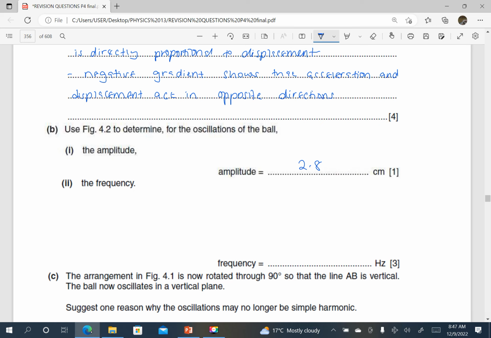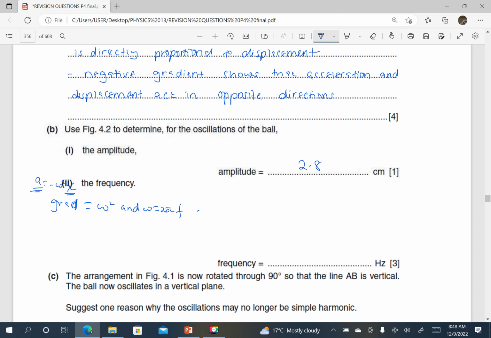Then for the frequency, we can use a simpler method of using the expression acceleration is equal to negative omega squared x to find the frequency, or we can find the gradient. I will start with the gradient. We know that the gradient is going to be equal to omega squared, because acceleration equals negative omega squared x. We have plotted a graph of a against x. So the gradient is equal to omega squared, and we know that omega is 2 pi times f.